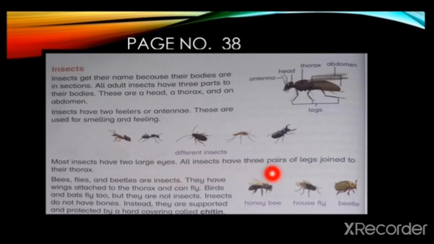All insects have three pairs of legs joined to their thorax. Bees, flies and beetles are insects and they have wings attached to the thorax and can fly. Birds and bats fly too, but they are not insects. Insects do not have bones. Instead, they are spotted and protected by a hard covering called chitin.